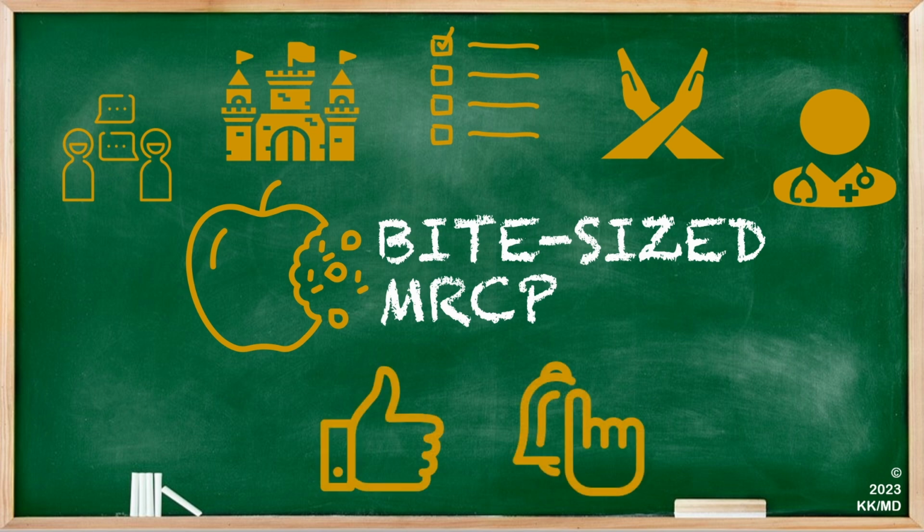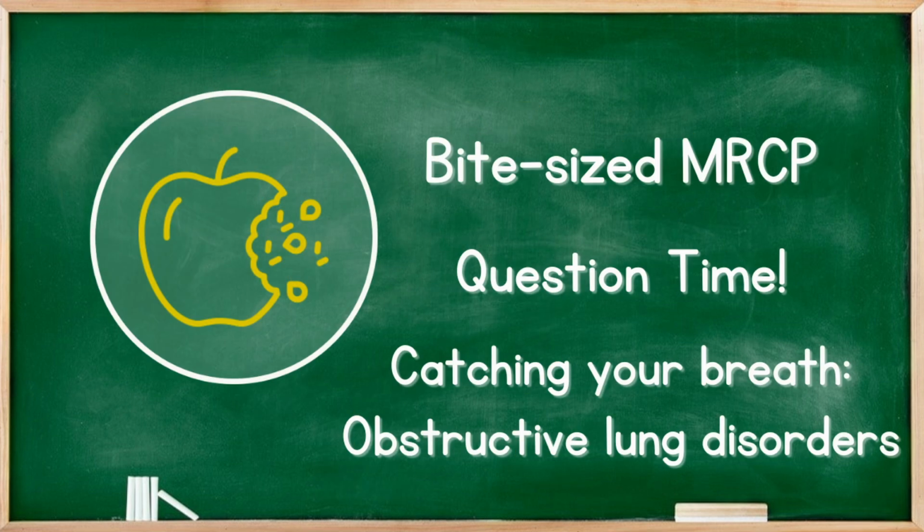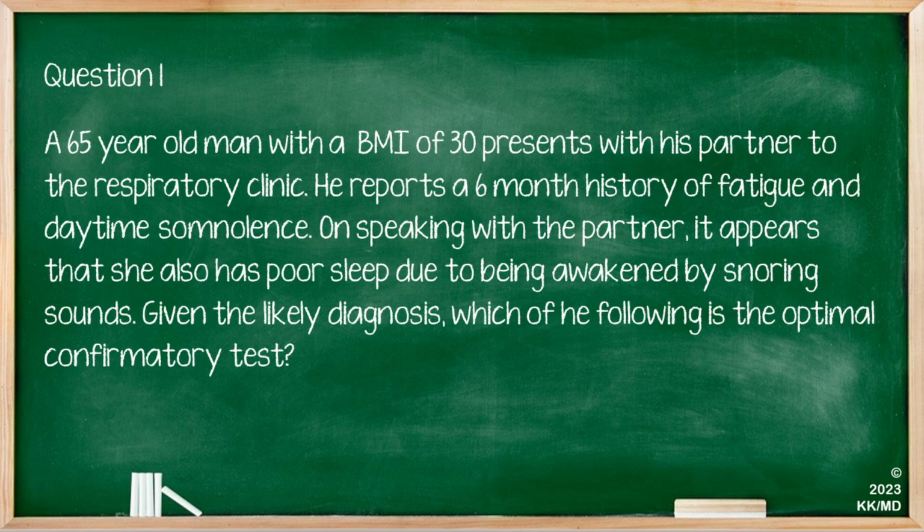Now, without further ado, let's get into today's topic, which is on obstructive lung disorders. Okay, let's do some questions. Question 1 is a 65-year-old man with a BMI of 30 who presents with his partner to the respiratory clinic. He reports a 6-month history of fatigue and daytime somnolence. On speaking with the partner, it appears that she also has poor sleep due to being awakened by snoring sounds. Given the likely diagnosis, which of the following is the optimal confirmatory test?